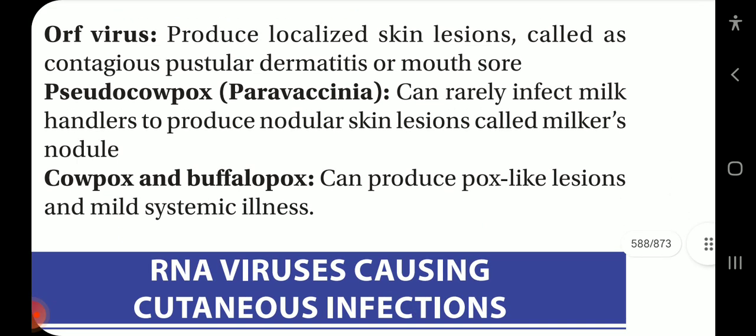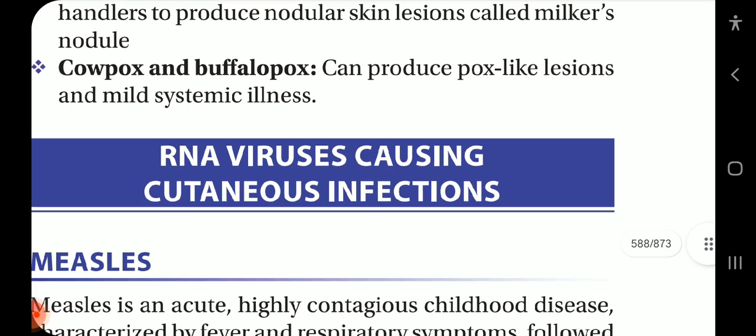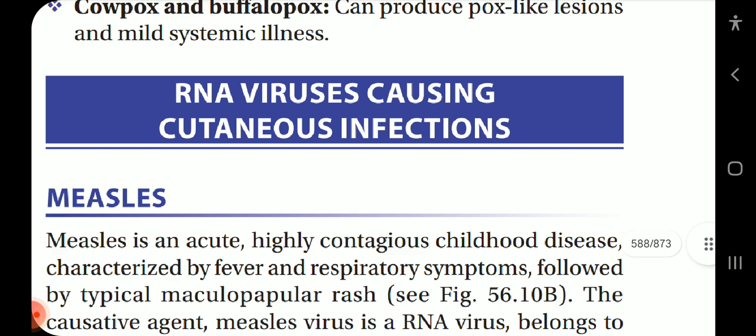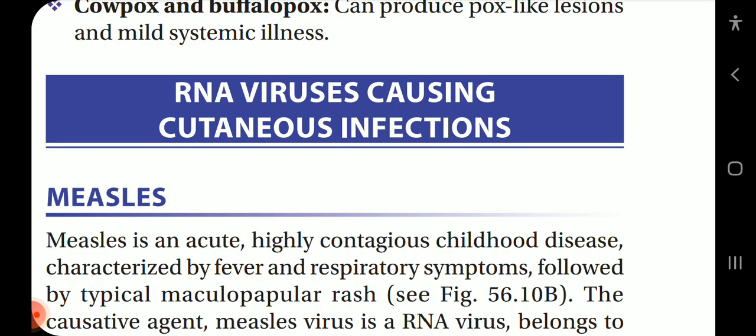Pseudocowpox or paravaccinia can infect milk handlers to produce nodular skin lesions called milker's nodule, while cowpox and buffalopox can produce pox-like lesions and mild systemic illness. Now, after DNA viruses, we come to RNA viruses causing cutaneous infections.